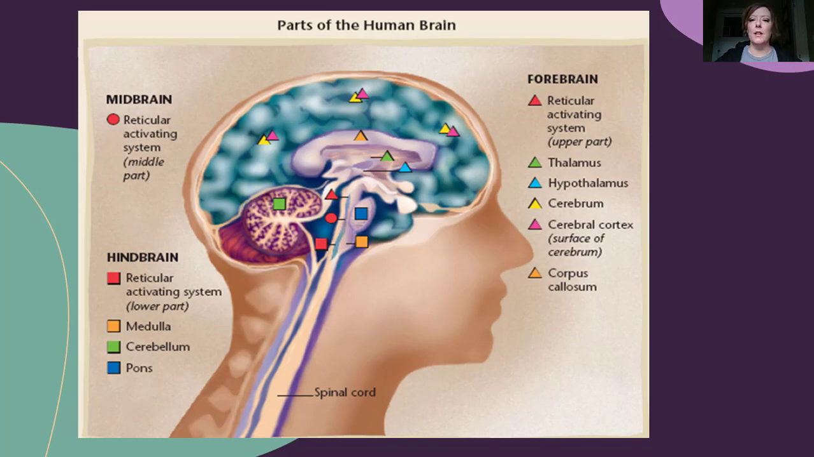The forebrain is going to include the upper part of the reticular activating system, the thalamus, the hypothalamus, the cerebrum, and the cerebral cortex, which is the surface of the cerebrum. That is the part that's on the outer part of all of the brain. And last but not least, the corpus callosum. If you're familiar with looking at models of the brain, it's the part that splits it into hemispheres. And what it does is it has communications back and forth between the hemispheres.